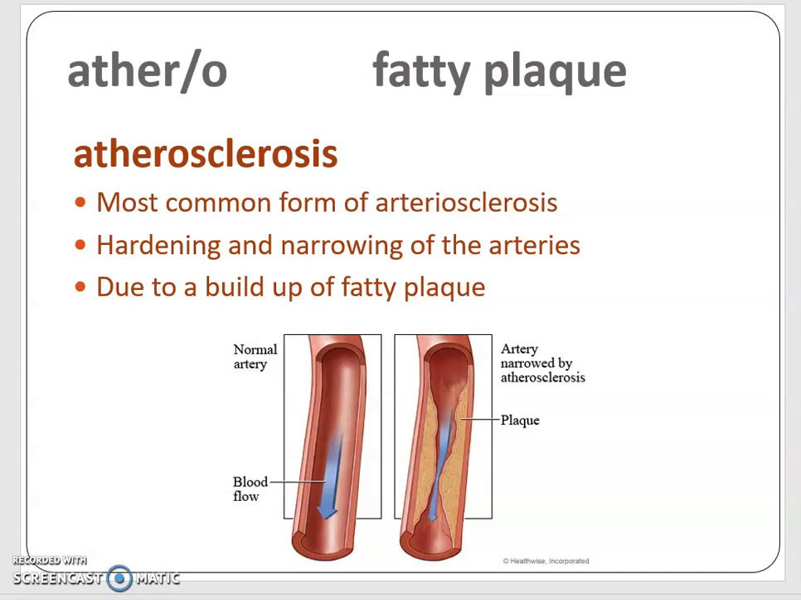So you'll see sclerosis is still there, but now it's atherosclerosis. And this is fatty plaque. So this is built up in the arteries. That's a result of diet, primarily.